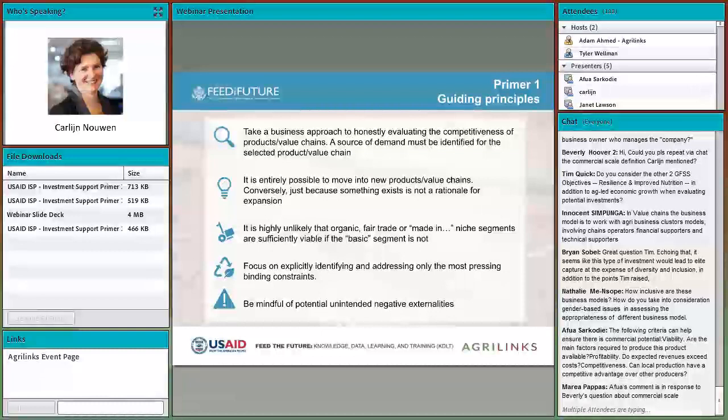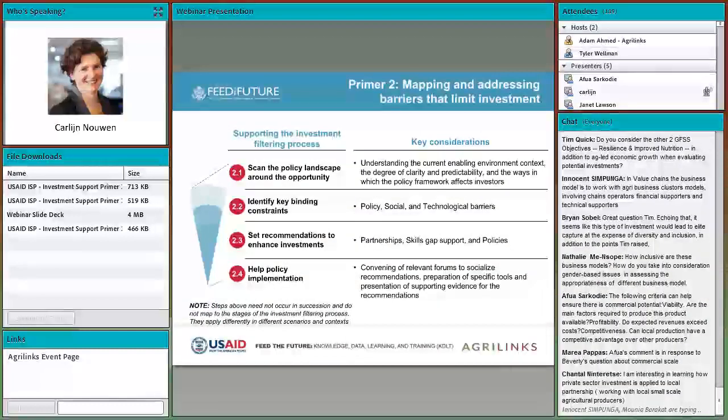Lastly, being mindful of potential unintended negative externalities is really important. Like, all I need to do is point back to the sunflower example in Malawi. If you hadn't looked at that from a farmer perspective, you might have pushed something that is viable, but actually does not improve the livelihood for farmers. So that's what the first primer covers.